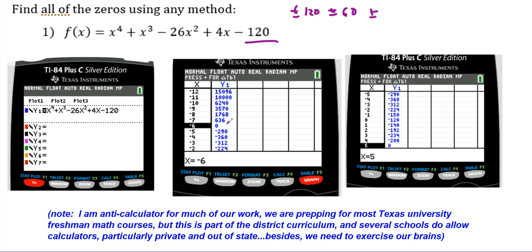Because, you know, my daughter is a testament. She is in the A&M system, and her freshman pre-cal class was completely no calculator.